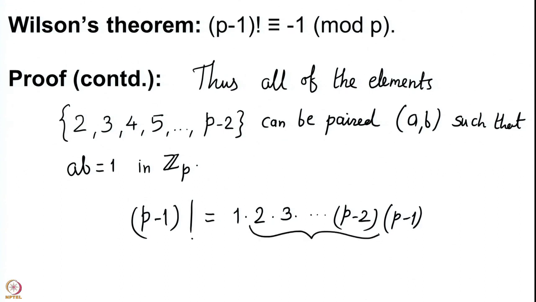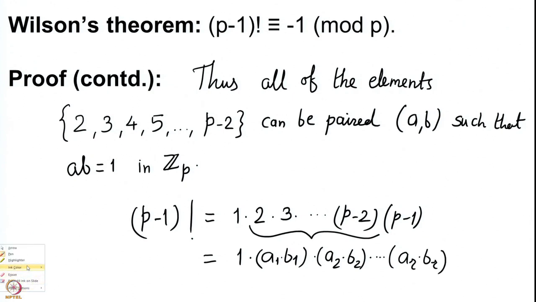So these elements have been paired as a1 into b1, where a1 and b1 have the property that their product is 1 in Z_p, a2 b2, and so on up to ar br. Remember, this is an even number of elements. This is because your p is odd. So 1 up to p minus 1 are an even number of elements and you have removed 2, namely 1 and p minus 1, from them. So what you get is an even number of elements and therefore they can be easily paired.